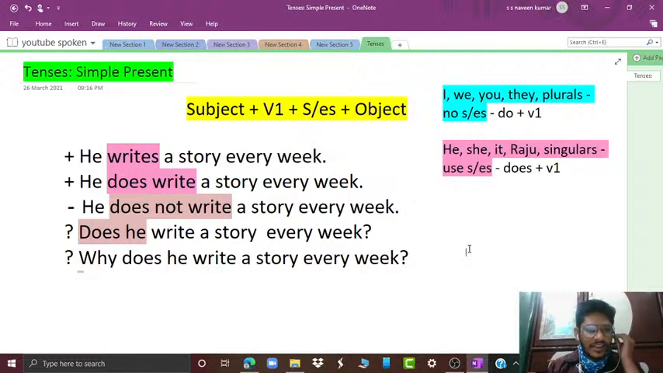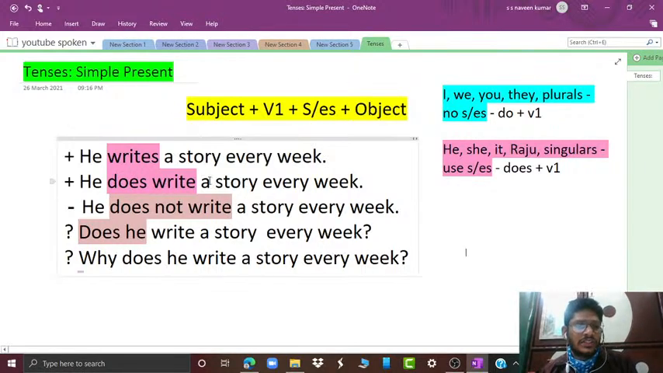Yeah. Now, coming back to the sentences. This is how we write positive, negative, question form in our day-to-day routine.